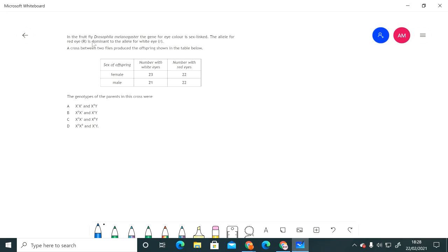So if we have this genotype, we could have this one. We could have this one. Okay, so these would all be female. This one would have red eyes. This female would also be red eye, but a carrier, so she will carry the recessive allele, but also the dominant allele. And this female would have white eye.